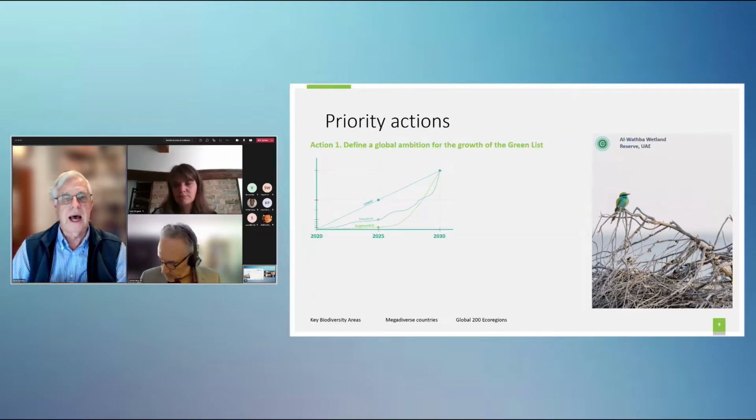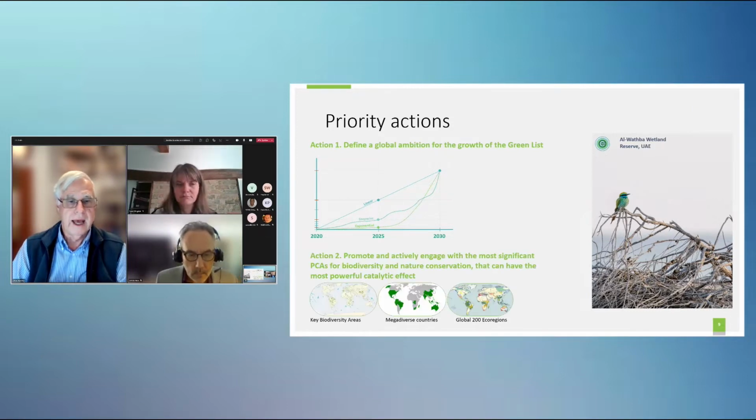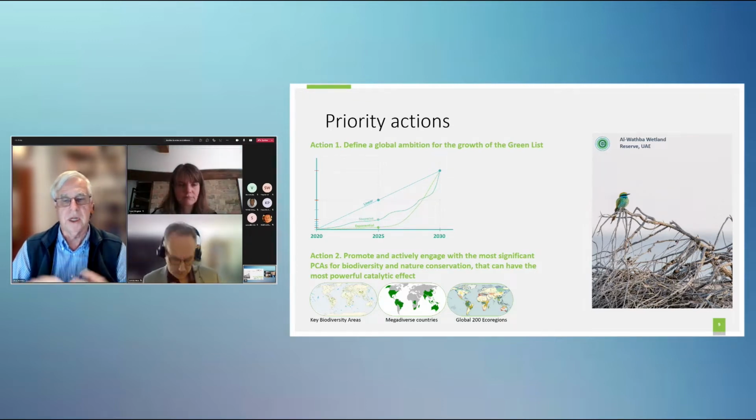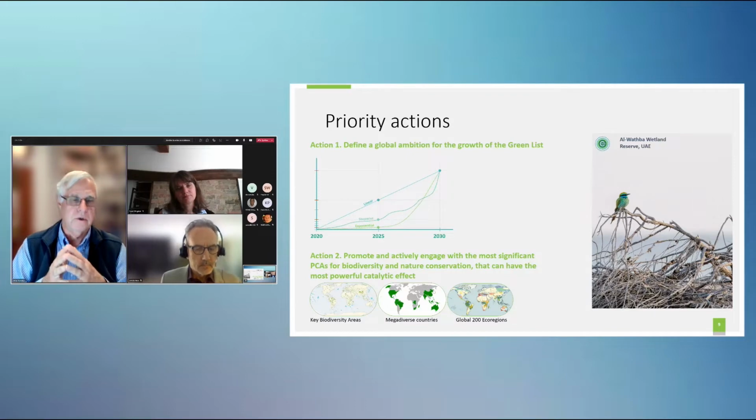So the priority actions are to define that ambition, and we'll need to do that at a regional level and match that to the requirements of those sites. And secondly, to engage the areas that are most important for biodiversity. And we can use a variety of measures such as key biodiversity areas, or I think Peter will be talking about World Heritage sites later. So I guess the key thing of the ambition is really to have that catalytic influence to promote quality in protected areas. So thanks very much, Thierry.